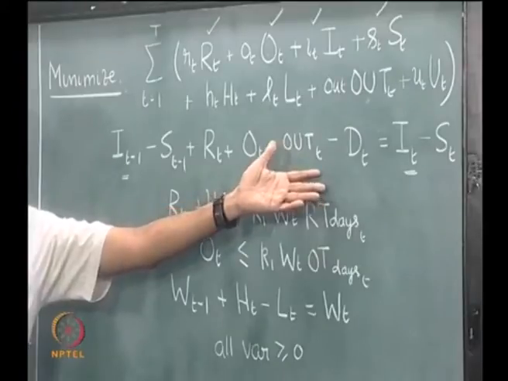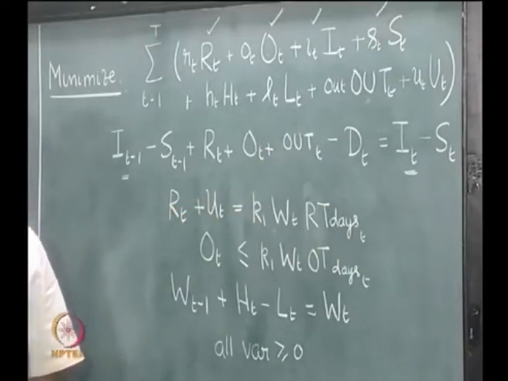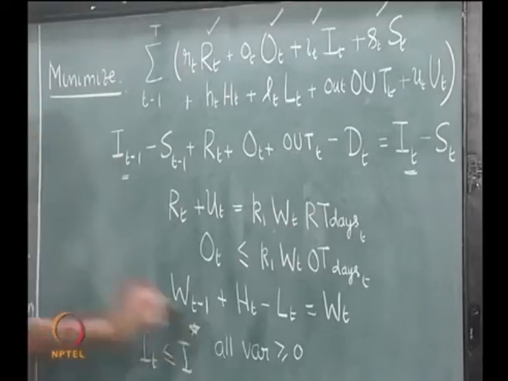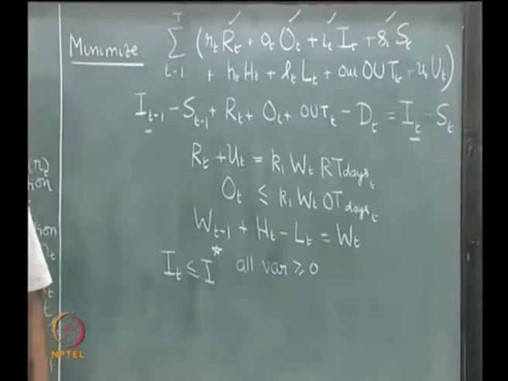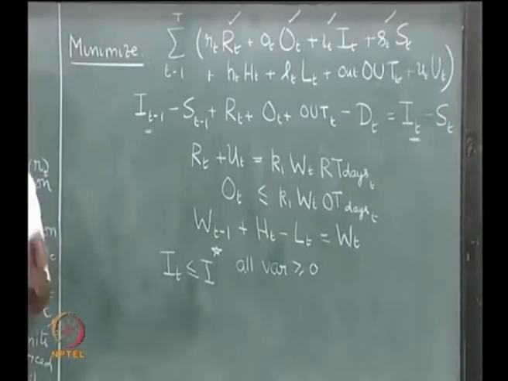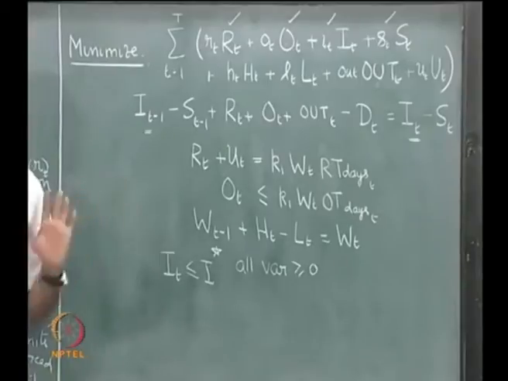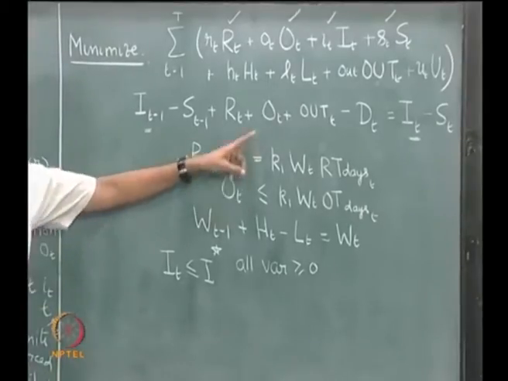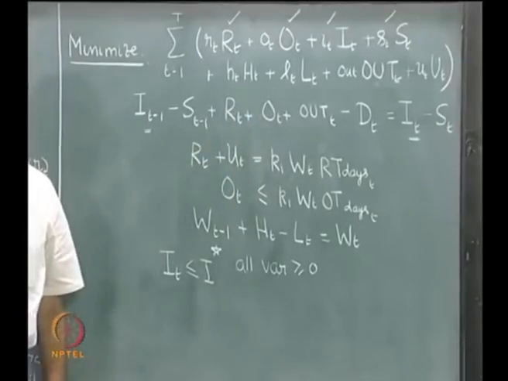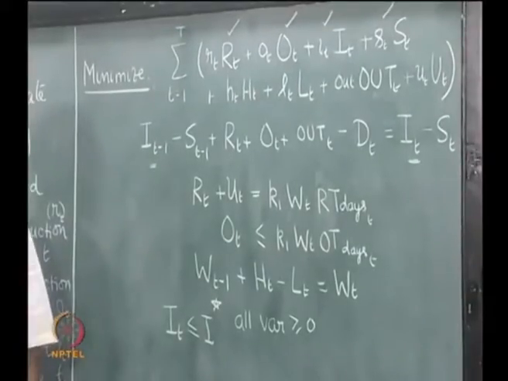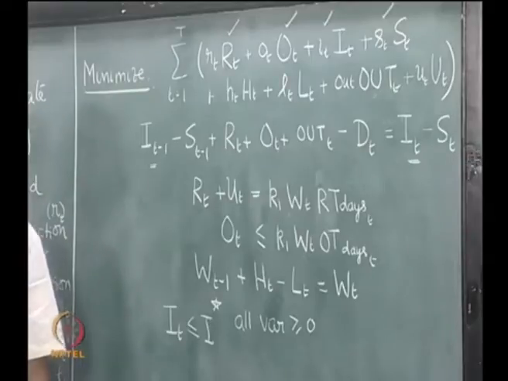which organizations would sometimes like to avoid by putting a restriction that IT should be less than or equal to some I star. I do not want to hold more than a certain amount of inventory. So that is another way of handling it. Sometimes shortages should not be there. So you will leave out the ST variable completely and say that I will meet every month's demand then and there, I will not leave any shortage.